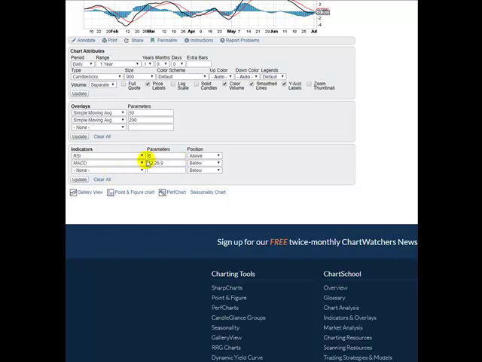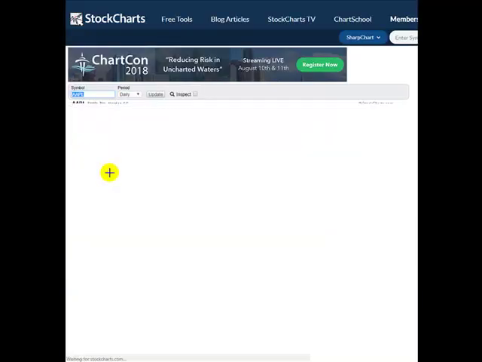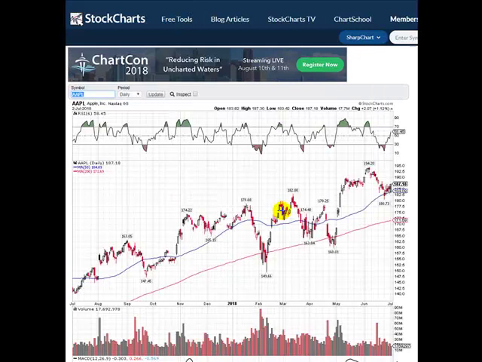And then MACD, I keep on the traditional 12, 26, 9 settings, and I don't mess with the above and below, so I keep it that way. Then you just click on any one of those update buttons there, and that should update it.